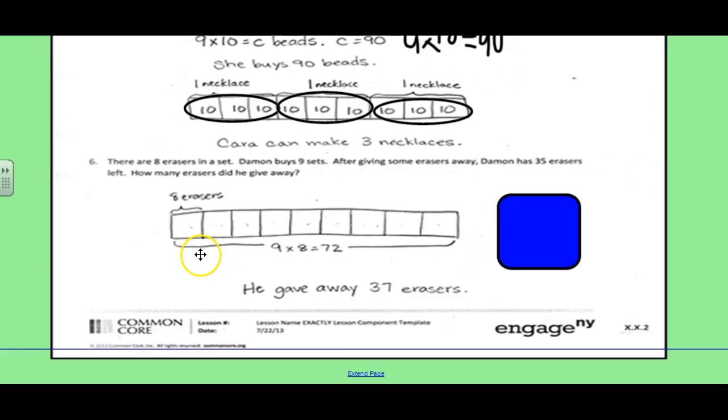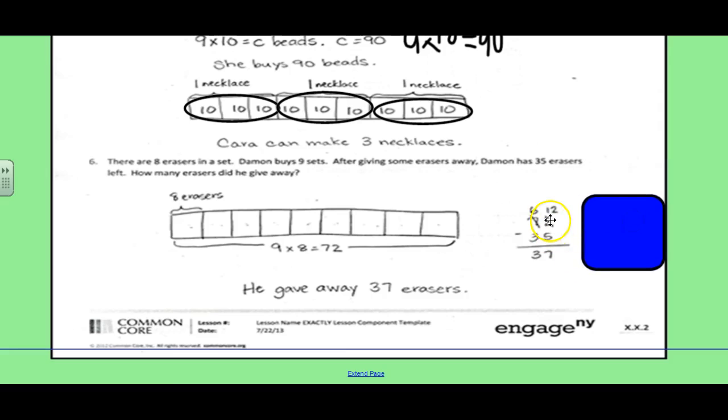Okay, we knew that there were 8 erasers in a set and that he bought 9 sets. So this whole tape diagram shows me 9 times 8. And if you figured that out after you drew it, it is equal to 72. That is not the answer to the question, because it says that he has 35 erasers left after he gave some erasers away. So you had to do 72 take away 35, which gave you 37. So the answer in a sentence was he gave away 37 erasers.